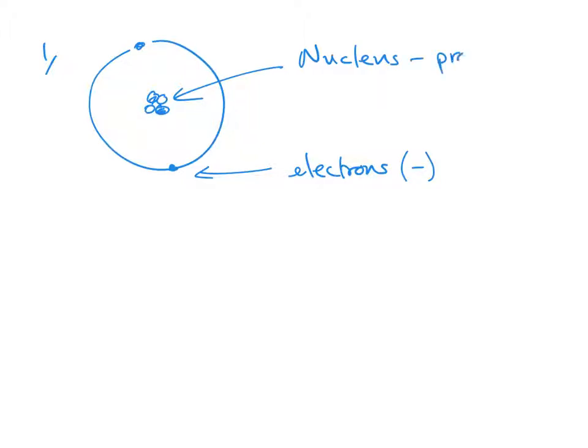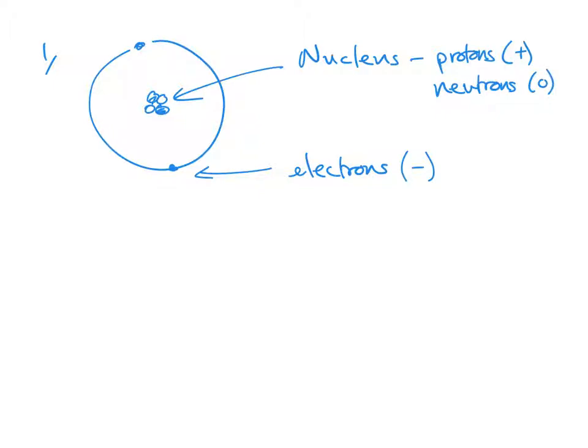Okay, so a standard model of an atom might look something like that, right? These are the electrons, round about the outside in orbit. The electrons are negatively charged. In the center we have the nucleus, which is made up of positively charged protons and neutrons which have zero charge.